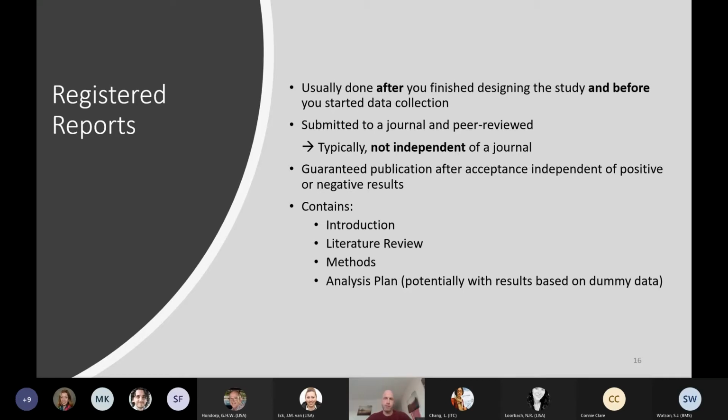So this is very similar to the first sections of a normal scientific article. And it's usually somewhat of the same scientific rigor or scientific quality. And this is also different from pre-registrations where you, for example, don't need a literature review or an introduction. And registered reports, of course, change the research process dramatically.